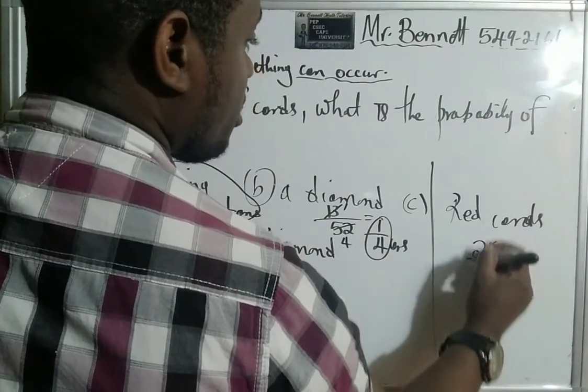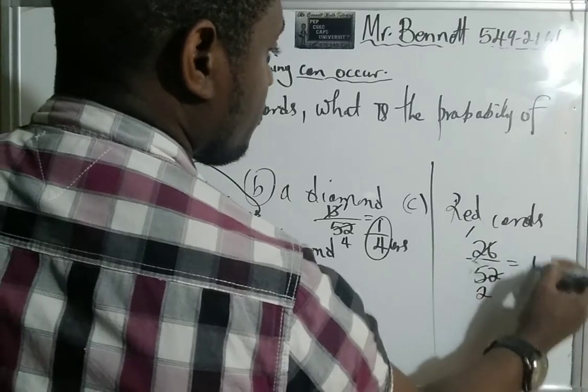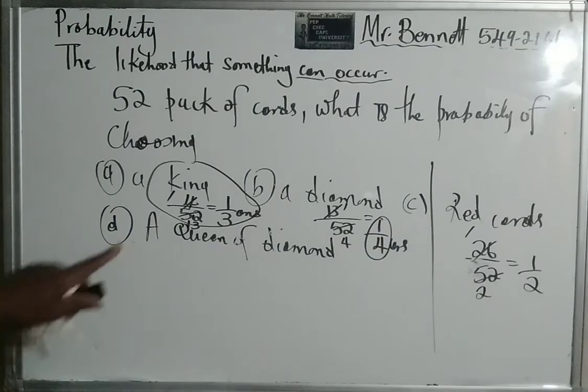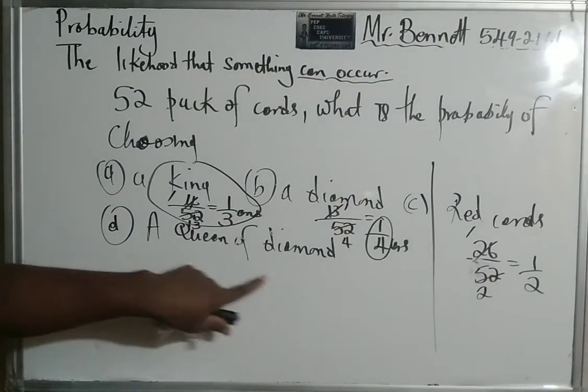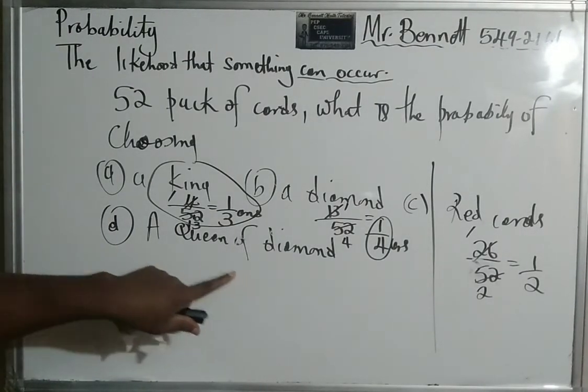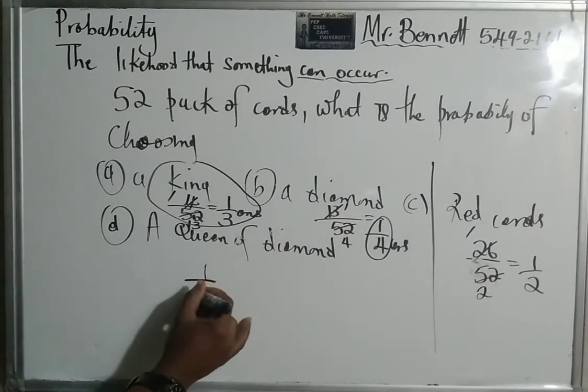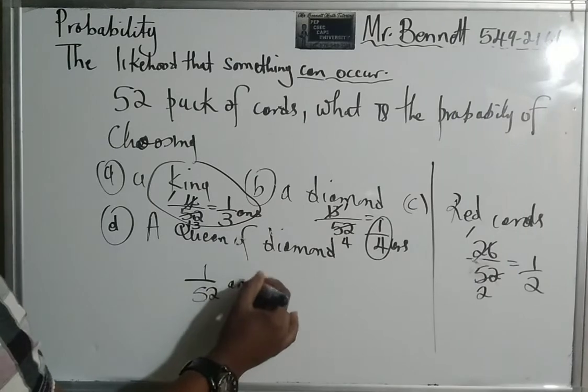Notice the denominator. So it's a half, right? So it's a total of 26 cards. Now we're getting more specific. So it's a queen of diamond. Now there's only one queen of diamond, so that would be 1 out of 52.